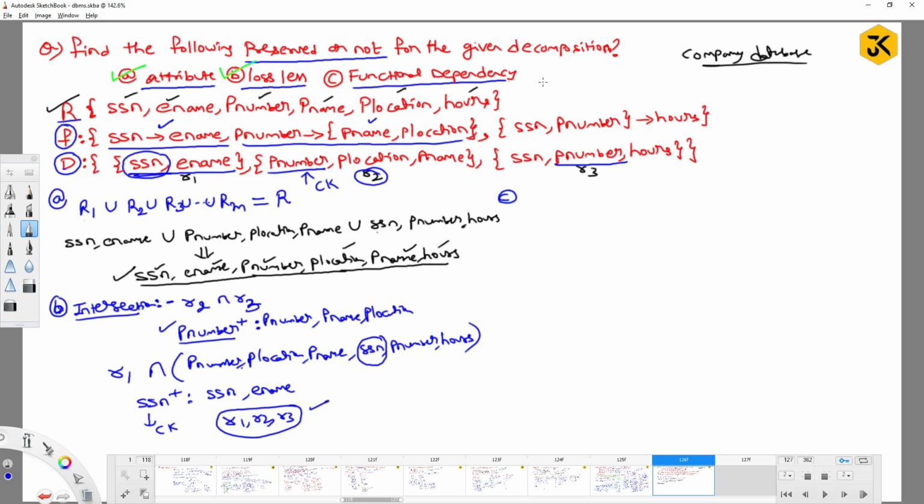FD preserving means you have to find the set of functional dependencies possible for the relation R1, which I can call F1. The set of functional dependencies possible for the relation R2, I can call F2, and so on, up to the set of functional dependencies possible for the relation Rm, which I can call Fm. Finally you need to take their union, and if you find its closure, it should be equivalent to the actual functional dependency closure. Then I can say that it is FD preserving, right?